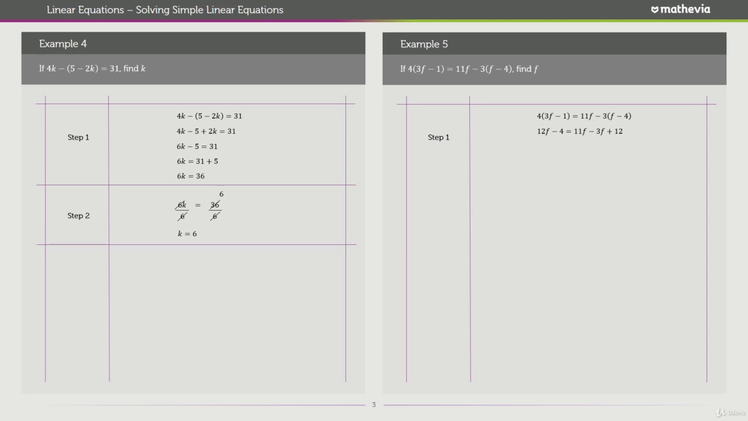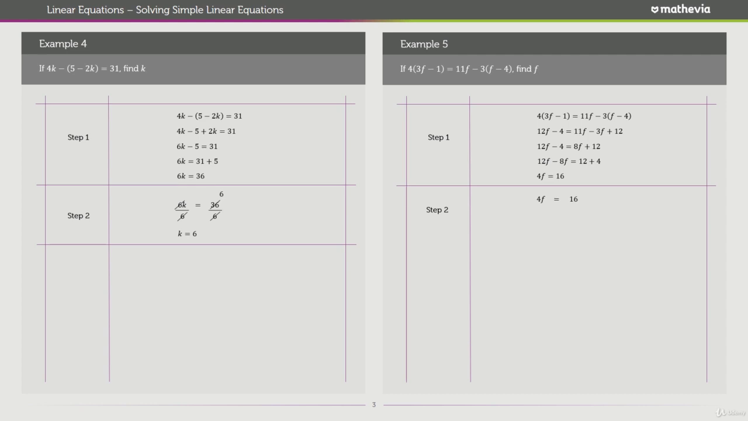Now I believe you know exactly what to do here. We're going to simplify and move all the instances of f over to the left, and then have all the numbers on the right. We simplify: 11f minus 3f gives you 8f. Then we move 8f over to the left, and it becomes minus 8f. We move minus 4 over to the right, and it becomes plus 4. Then we work that out: 12f minus 8f is 4f, and 12 plus 4 is 16. So we have 4f equals 16.